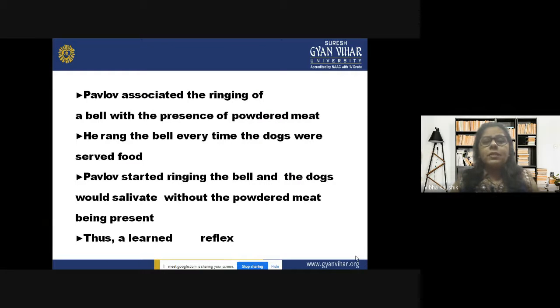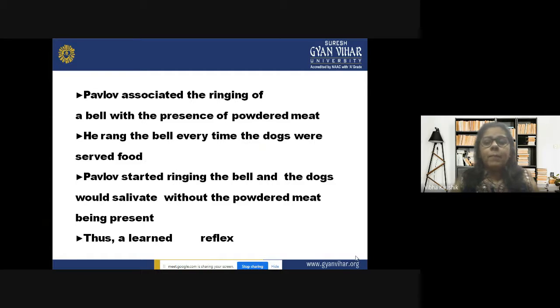Pavlov associated the ringing of a bell with the presence of powdered meat. Now, what happened? In his experiment, he associated the ringing of the bell, a neutral stimulus, with the presence of powdered meat, and the powdered meat is the natural stimulus. He rang the bell every time the dog was served food. He started ringing the bell every time the dogs were given the food.